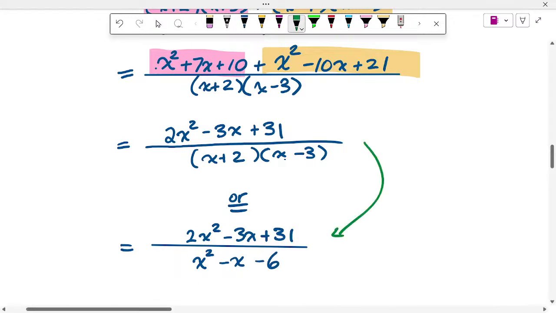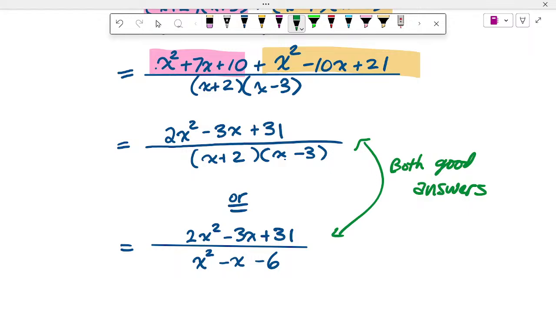I don't care which one you prefer. I'm going to do that because it just looks fun. I kind of like it when the bottom's in expanded form, I like them to be the same, but it doesn't really matter. And if the top had factored, I probably would have done them both in factored form. You know what I mean? Not a terrible thing to note. This doesn't factor.